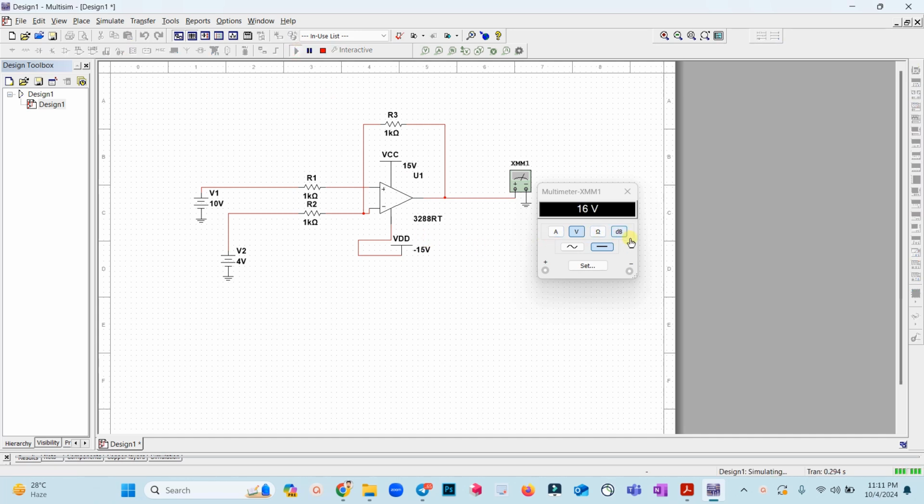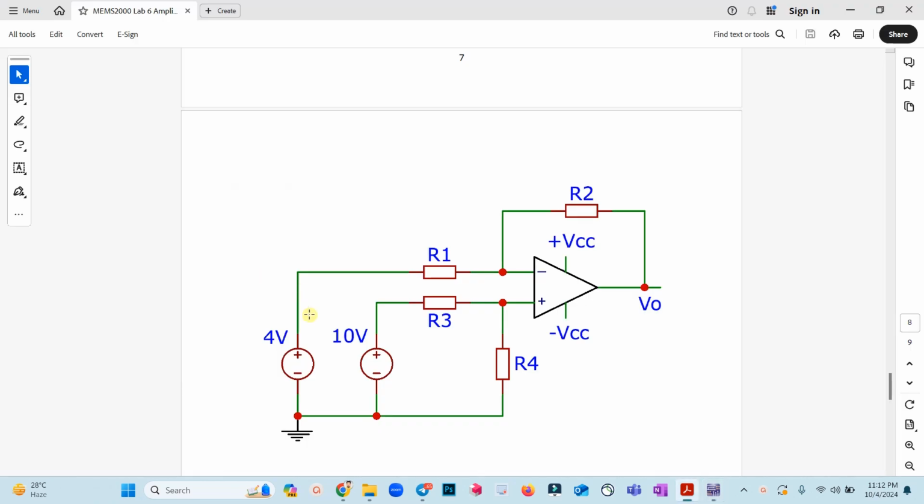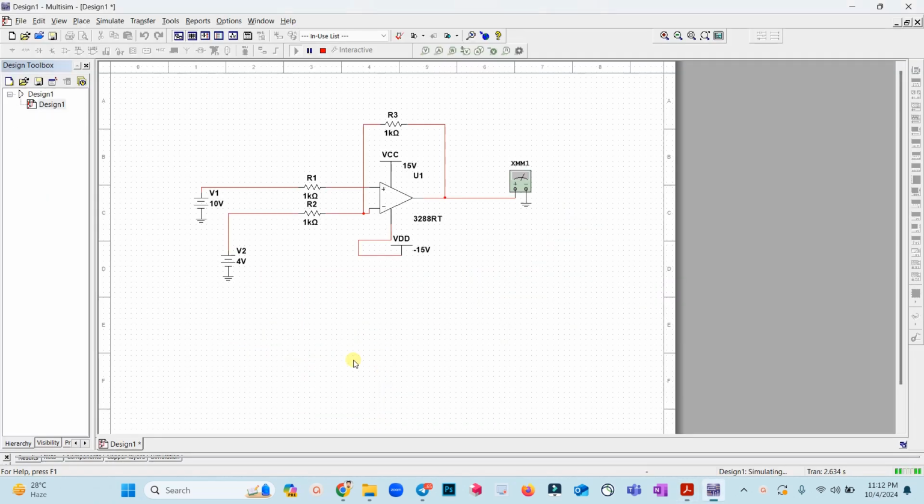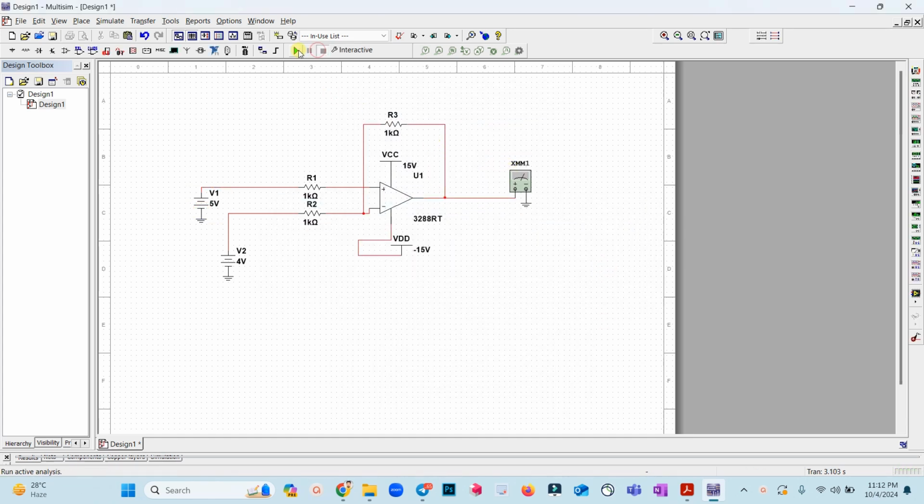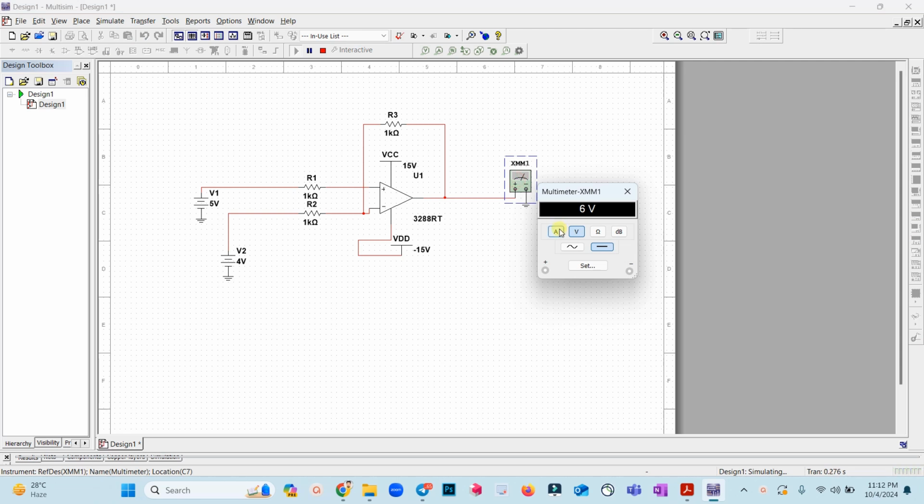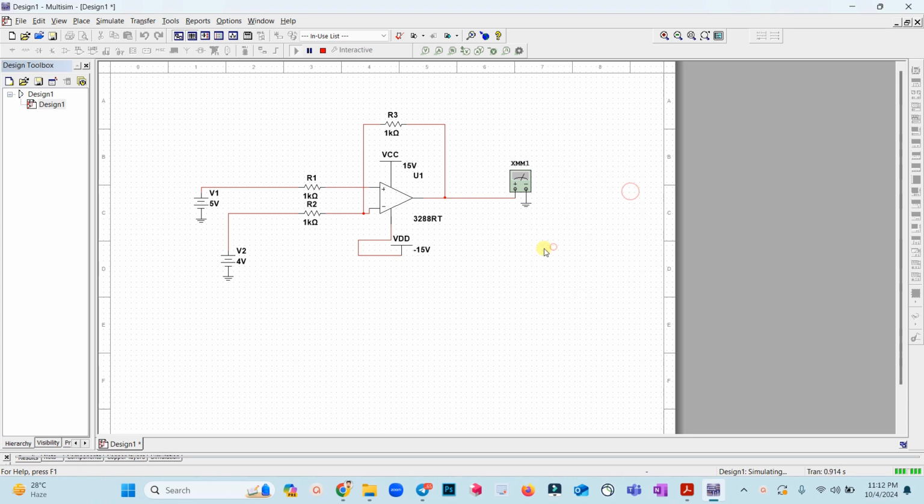So yeah, it's 16 volts, right? I think it should have given me 6 volts, because 10 minus 4 should be 6 volts. Let's see what the problem is. This is 4 volts and 10 volts. Let's make it 5 volts and see what the response of this circuit is. Right now it is 5 minus 6, and it's giving me negative two.